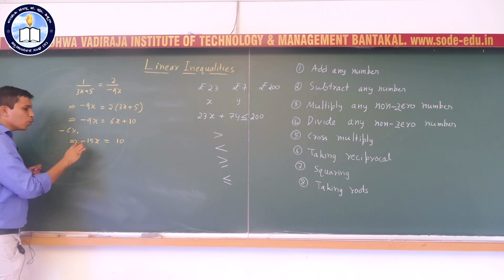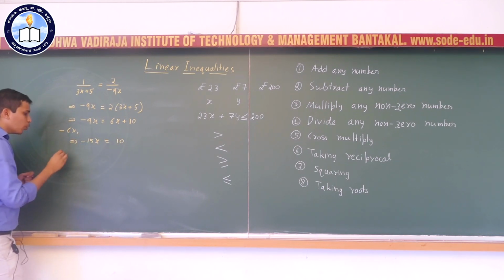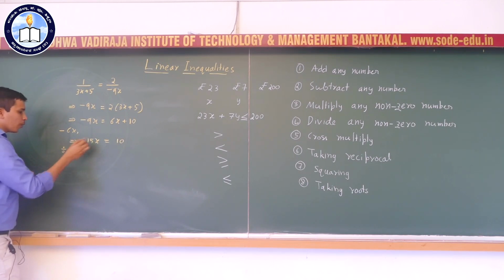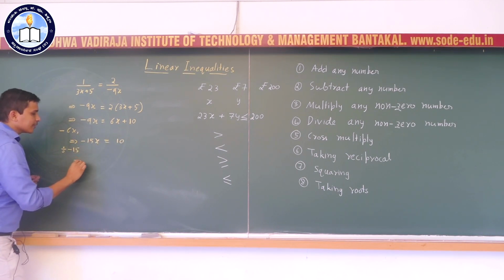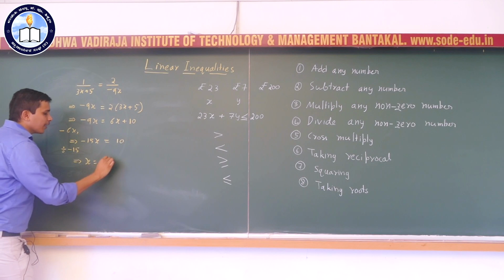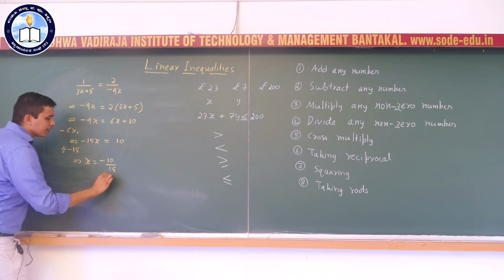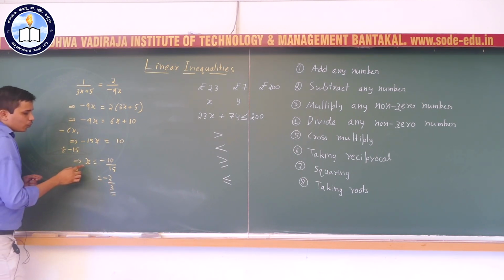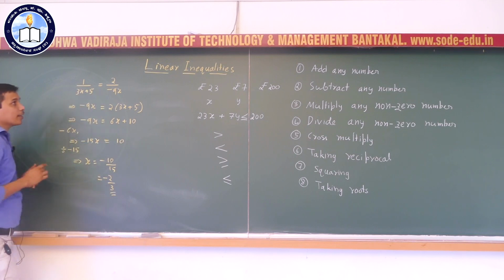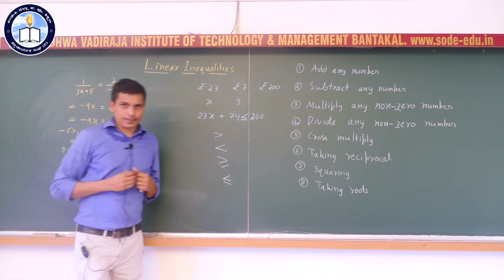And once again, I don't want that minus 15, it is minus 15 into x, right? So I don't want that minus 15 to get that x. So what we do, we divide both the sides by minus 15. Then x is equal to minus 10 divided by 15. If you simplify this, it is minus 2 divided by 3. This is the solution of x for this particular equation, right?